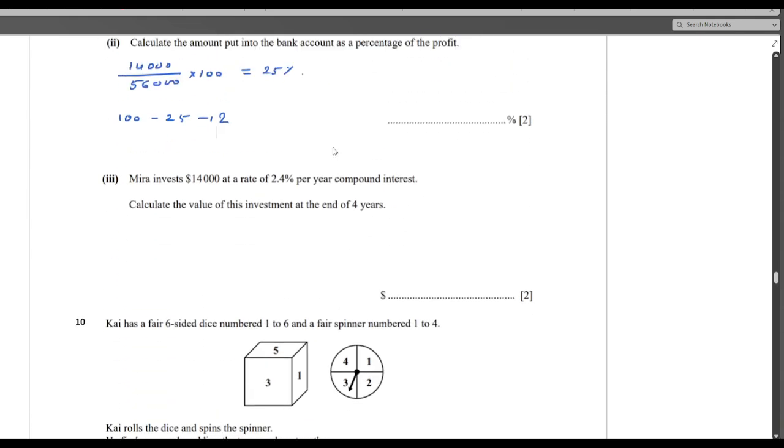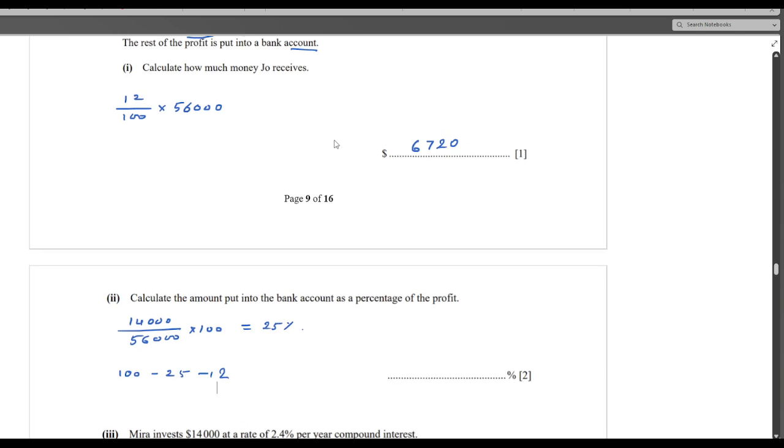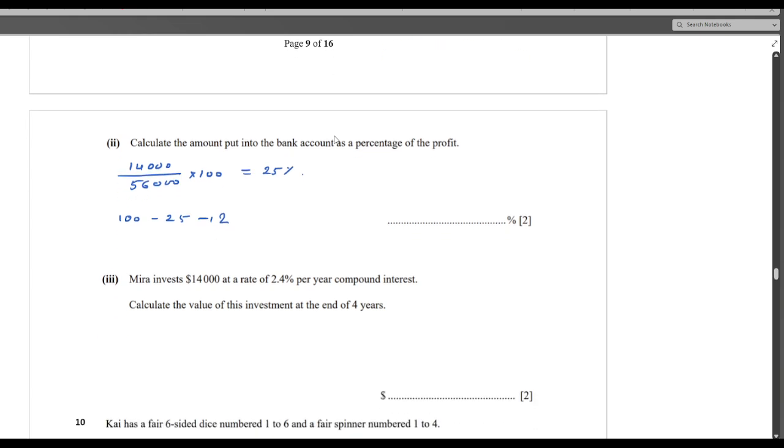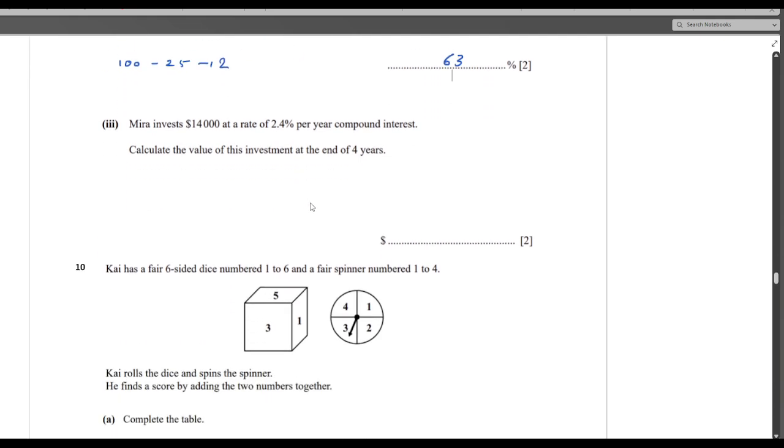So the percentage of the total amount which I will save in the bank account will be 100 minus 25 minus 12. So you will save 63%. Now Mira invests 14,000 at a rate of 2.4% per year, compound interest. Calculate the value of this investment at the end of 4 years.